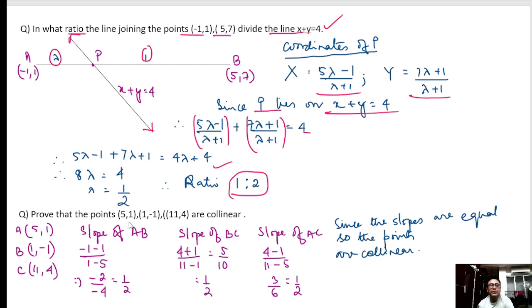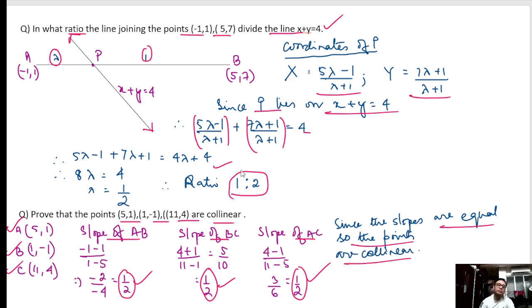Next question, prove that these points are collinear. For collinear I told you that the slope of the line, suppose this is A, this is B, this is C. So slope of AB, slope of BC and slope of AC, see, all are coming half, half, half. Since all the slopes are equal, the points are collinear. So the points will be called collinear points.